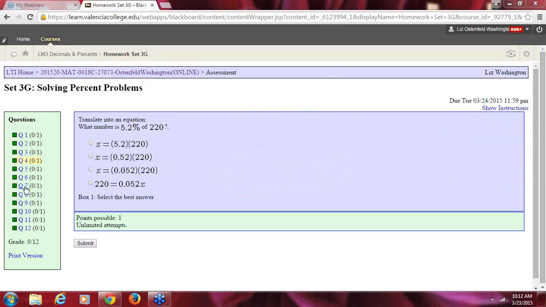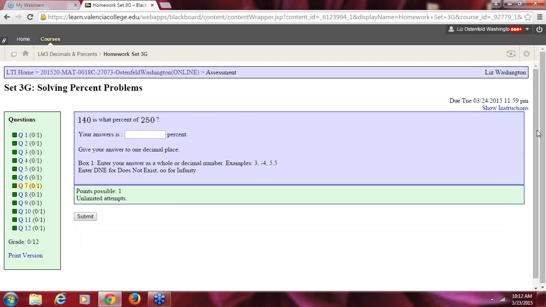Alright, so now I'm going to go ahead and get down to number 7. Now this one, if you don't pay close attention, all the other ones said what number, so it was just a number. But this one says what percent, okay? And then it also gives you some extra instructions here. It says give your answer to 1 decimal place. So we have 140 is what percent of 250? So again, in order to solve for x, we have to go ahead and do division first. I'm just going to change my color. Okay, because x is being multiplied by 250, in order to get x alone, I'm going to divide by 250.